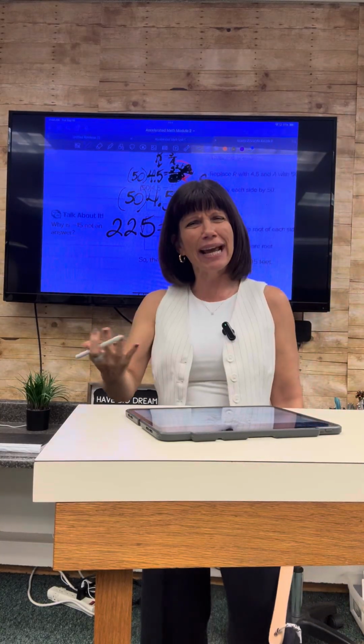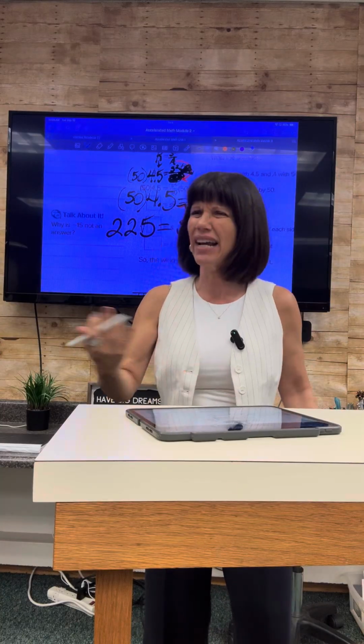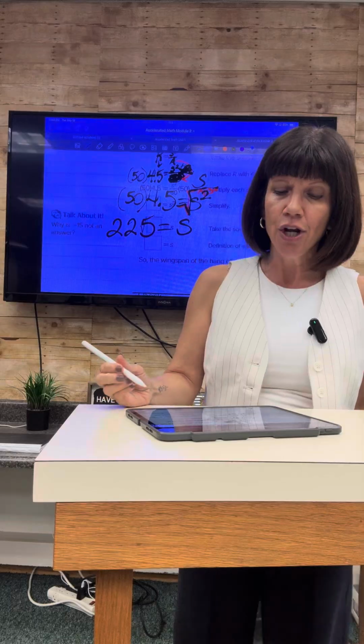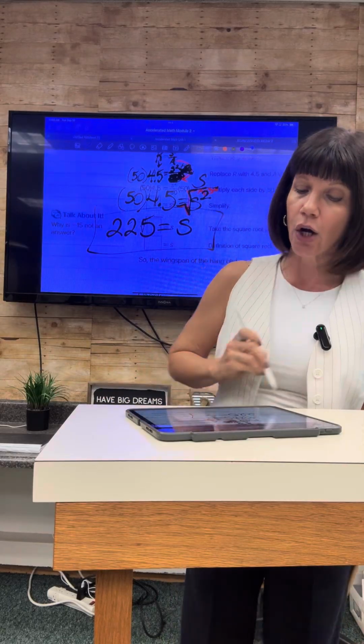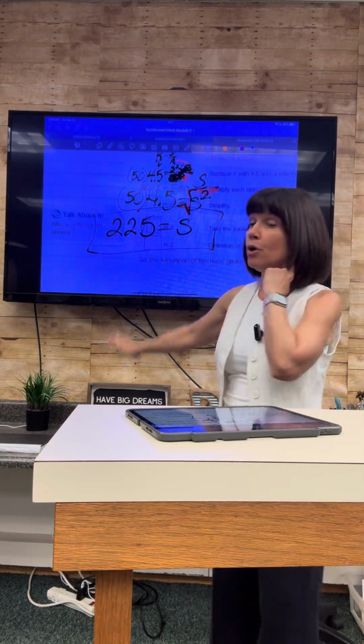Negative. Can you have a negative distance on a hang glider? No, you cannot have a negative wingspan on a hang glider. So it can only be positive. So the only possible answer is a positive form, or no sign in front of it, 225.